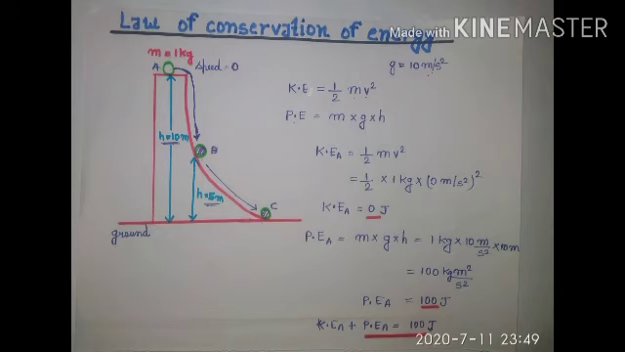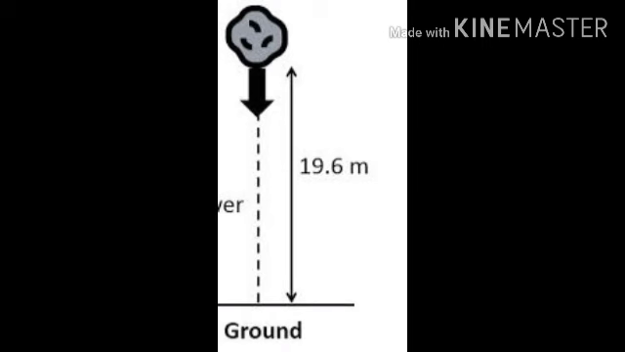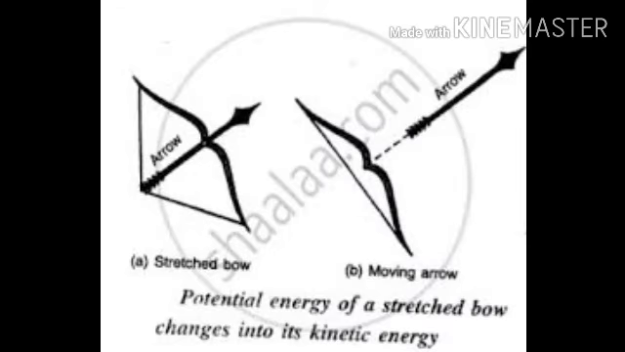This is called the law of conservation of mechanical energy. Let's suppose an example. A stone at a height of 19.6 m from the ground has potential energy due to its raised position. When the stone is dropped from that position, it begins to fall. The falling stone has kinetic energy. Thus, the potential energy stored in the stone in its rest position changes into kinetic energy when the stone is falling.